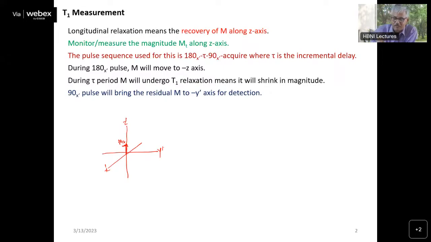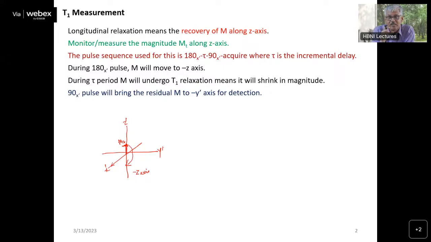For that the pulse sequence is, first we will give a 180-degree x pulse. X pulse means we'll give the B1 field from the x prime axis, and then we'll give some delay time, that tau. So once you give that 180-degree pulse, what will happen? This magnetization will come to the minus Z axis.